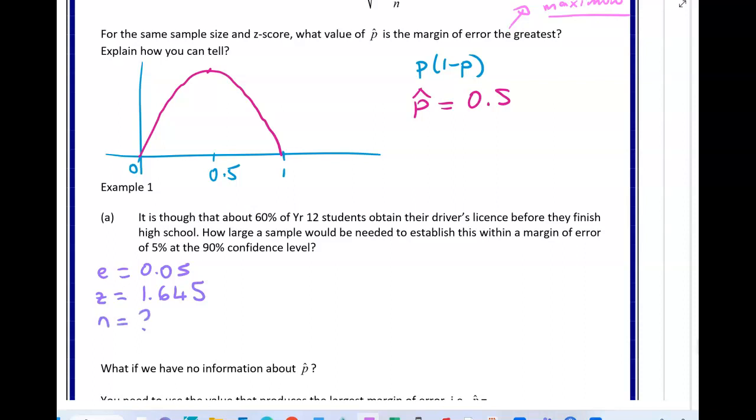n is what we're trying to determine, and p or p hat, it's thought, is about 60%. So that's your p or p hat value. Now, yesterday we rearranged that margin of error formula to look like this, if you remember.